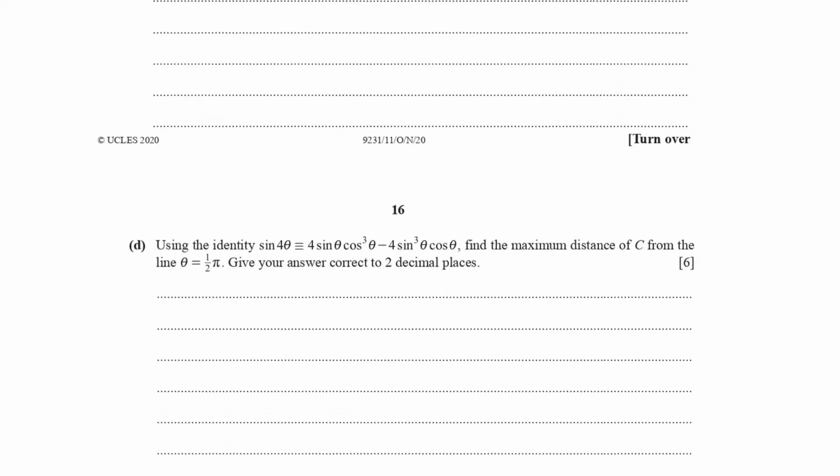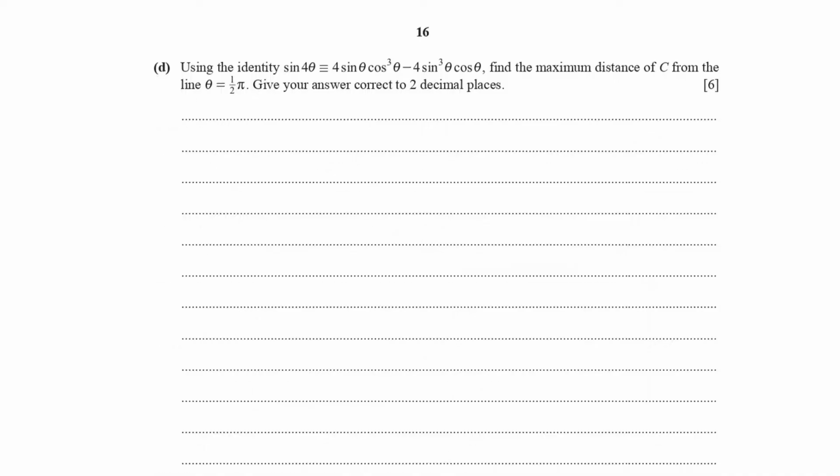Let's scroll down to the last question. Part D. Using the identity sine 4 theta is identical to 4 sine theta cos cubed theta minus 4 sine cubed theta cos theta, find the maximum distance of C from the line theta is equal to a half pi, giving your answer correct to 2 decimal places.